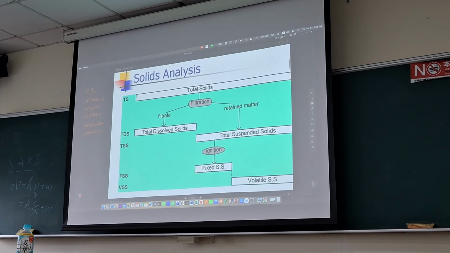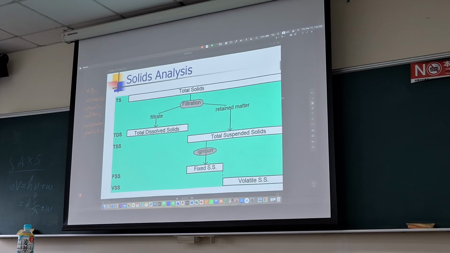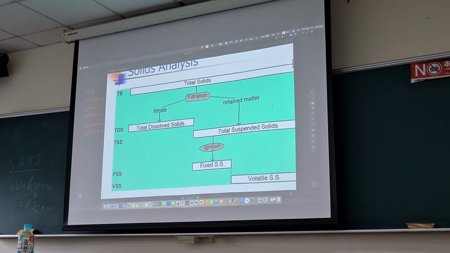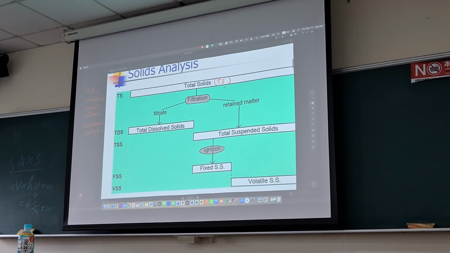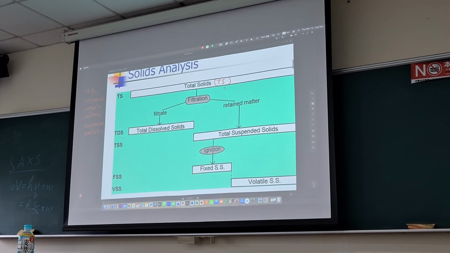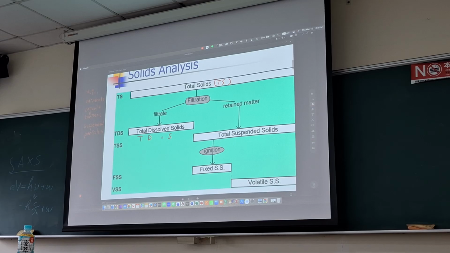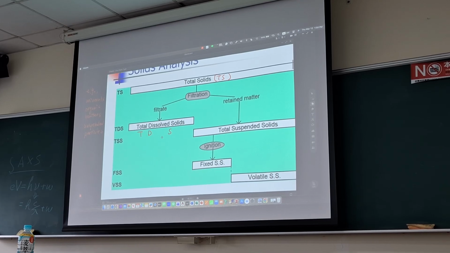Okay, so this is the full summary of the solid analysis. Start with the total solid, TS. Then we can do filtration, right? And the filtrate will be TDS. The filtrate means the solution, the liquid that passes through the filter paper. And the retained matter will be TSS.